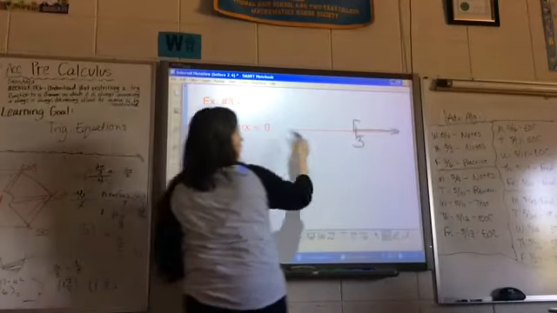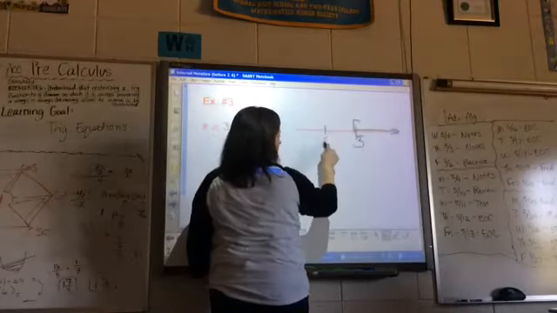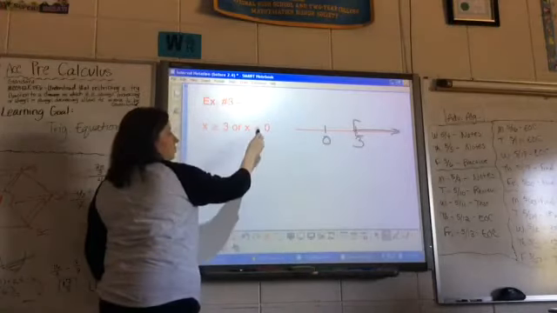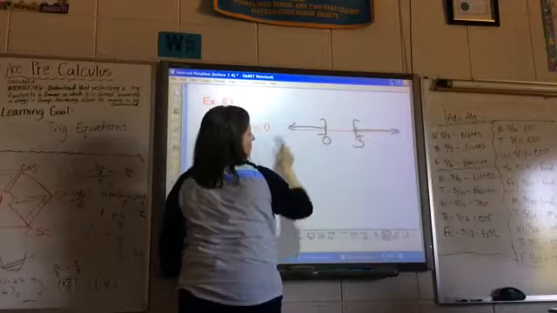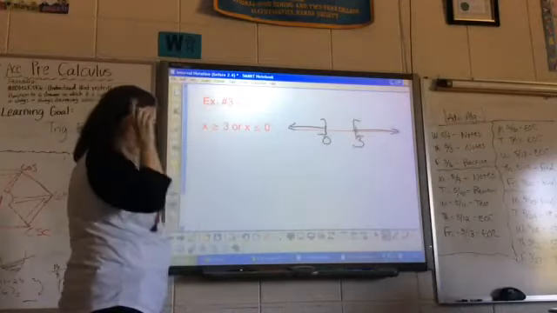All right, now we'll do this one. I got 0 with an equal sign, so 0 is going to have a bracket, and I'm shading to the left, so my bracket is open to the left. So that would be that picture.